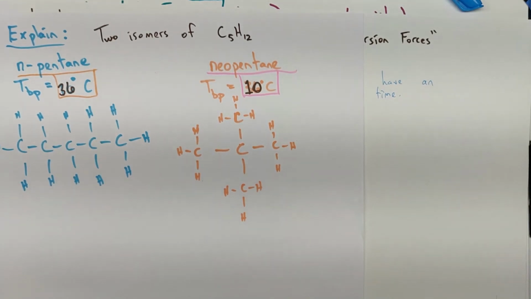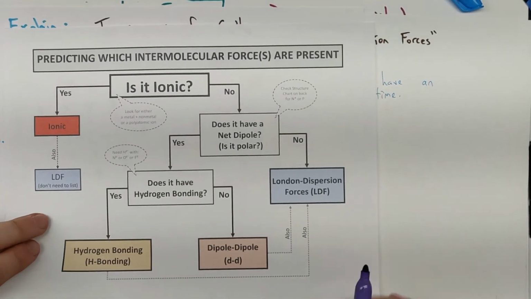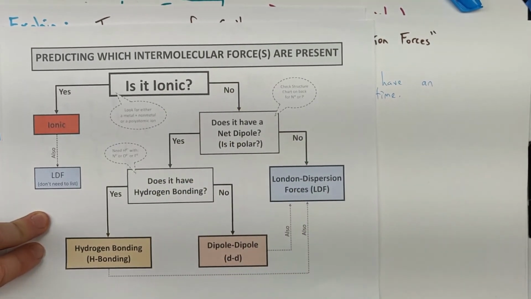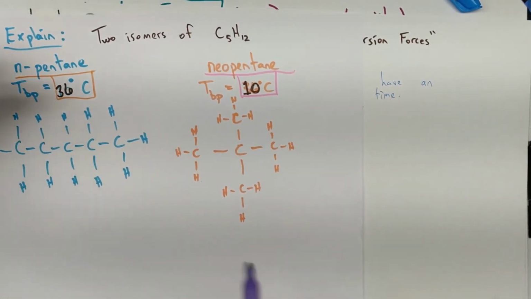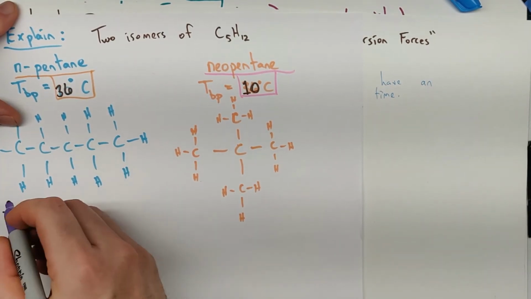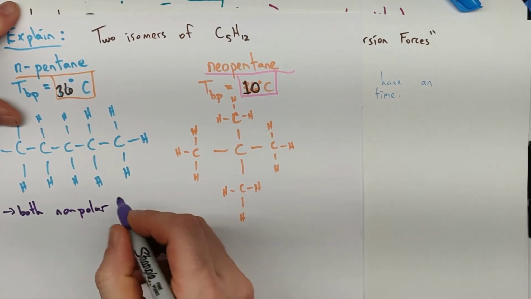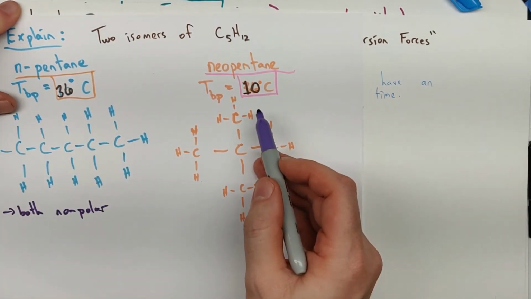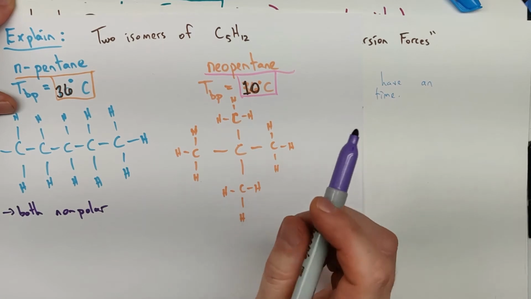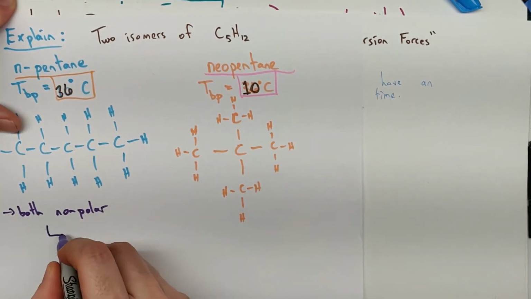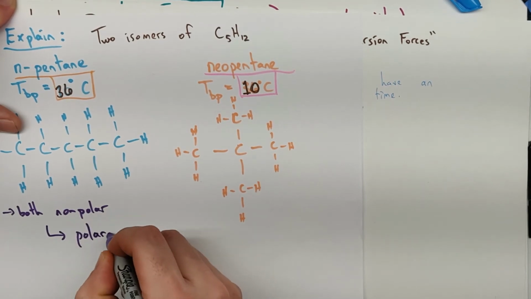Let's then take a look. Both of these things are nonpolar. All right, so if we're looking at our hierarchy of intermolecular forces, they're not ionic. They don't have a net dipole, so our answer is London dispersion forces. All right, so they're both nonpolar. So if there is a difference, then that difference is going to have to be something related to London dispersion forces or polarizability. Okay, so we're looking at polarizability.